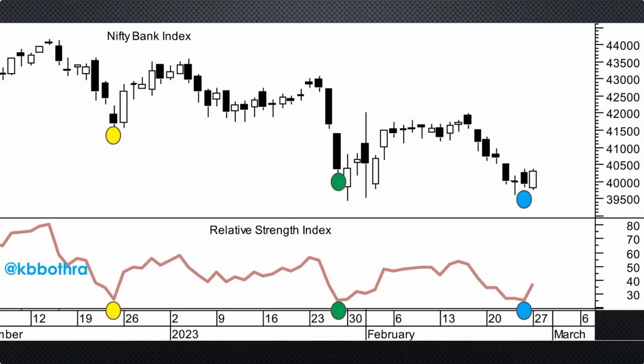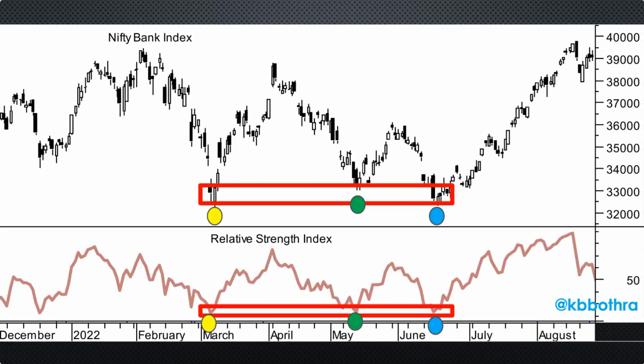Now, why is this significant? This is significant because the very recent example for Bank Nifty was when it made a similar kind of three successive lows in prices, and the RSI divergence was again very, very similar. This was March to June 2022.